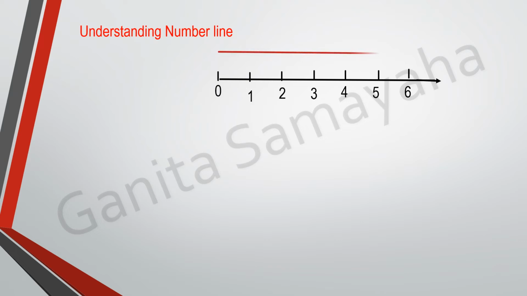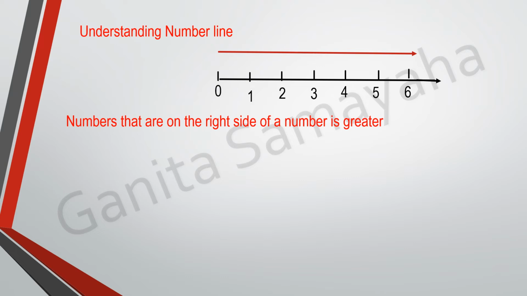So the numbers are increasing from the left to right. What does that mean? Any number that is there on the right is a greater number. For example, if you take the 6, it is greater than 1. Isn't it, children? Similarly, if you take 5 and 3, 5 is the greater number, it is to the right. So, the numbers on the right are greater. Is it clear? Since the numbers are increasing from the left to the right, any number that is to the right of a given number is a greater number.